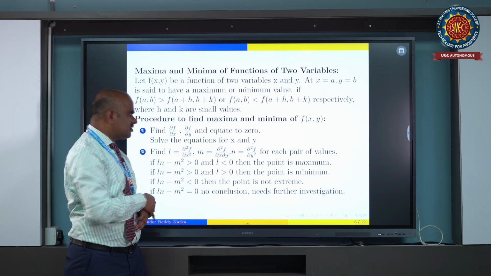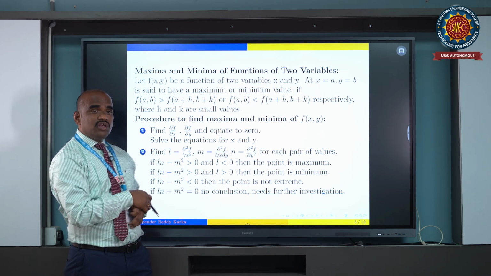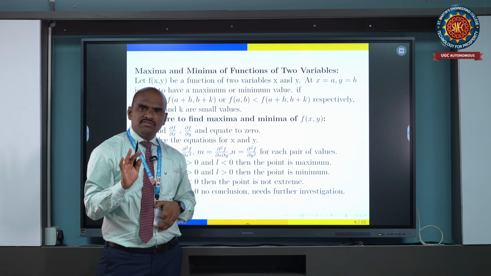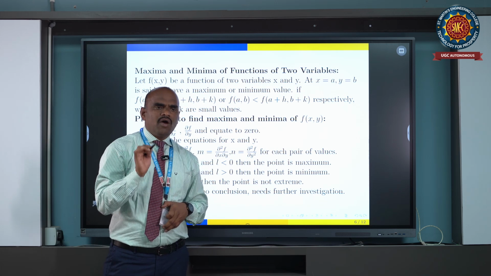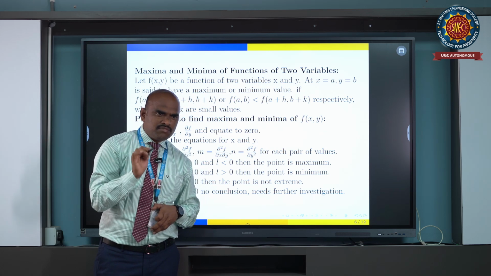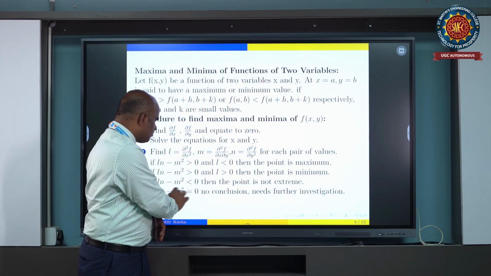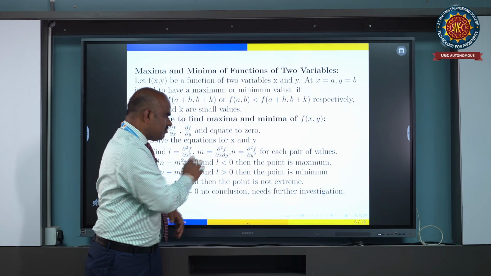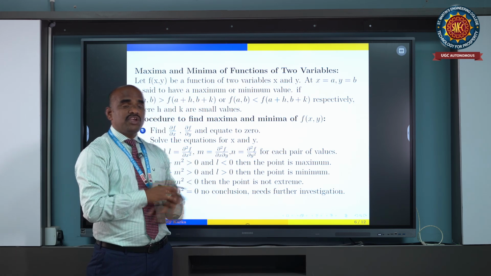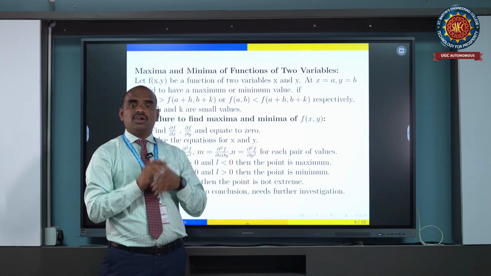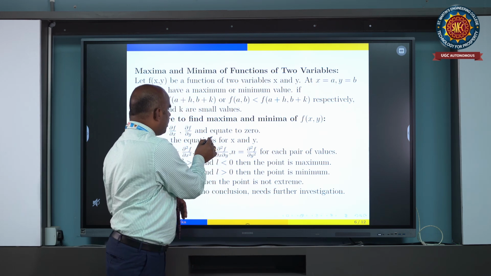If L N minus M square is less than 0, then the point is neither a maximum nor a minimum, that is, it is not an extreme point. Next, if L N minus M square is equal to 0, then further investigation is required, which means by using this method we cannot conclude whether there is a maximum or minimum.